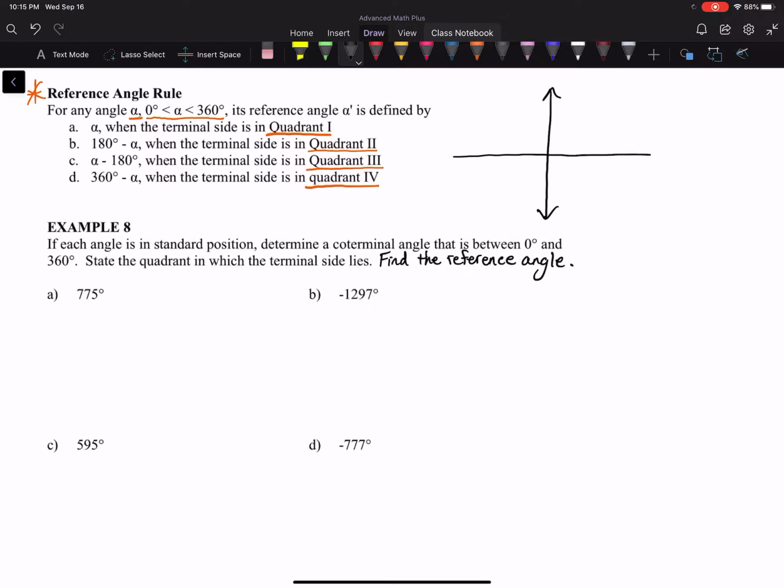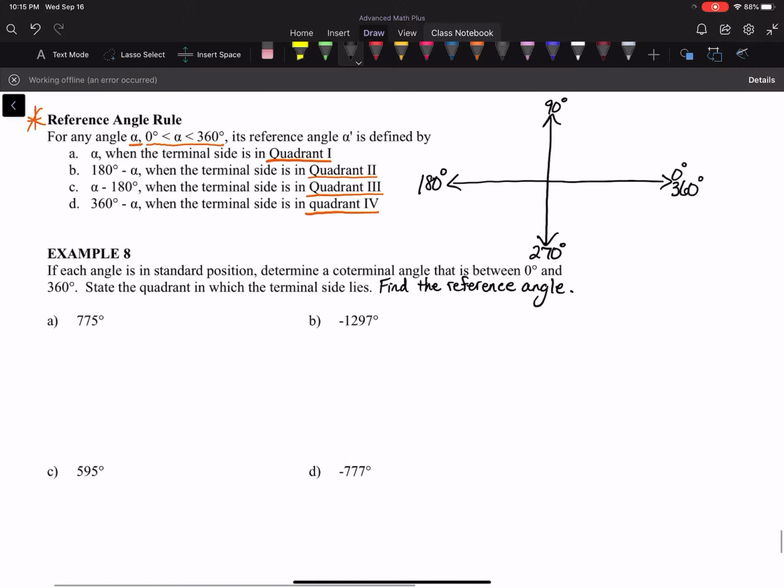Here is your standard position. You start at 0 degrees, you go up to 90 degrees, 180 degrees, 270 degrees, back to 360 degrees all the way around, and then you start adding again.